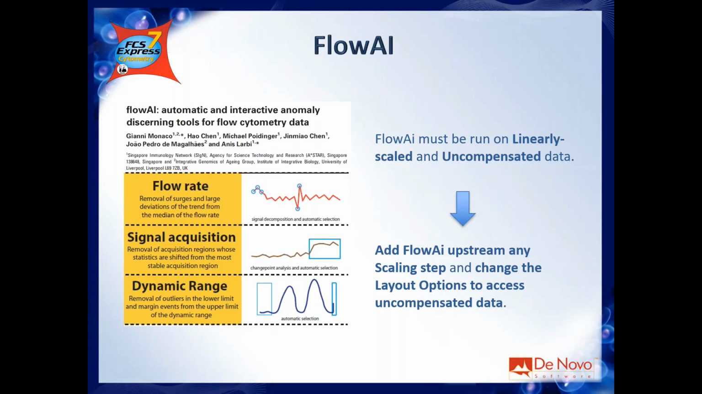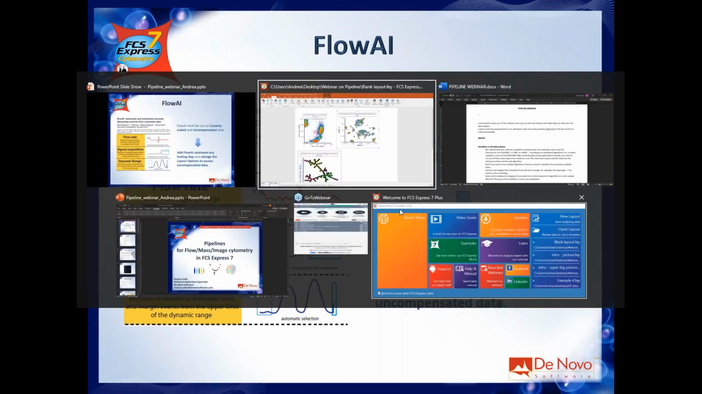So we started in our pipeline with a scaling step. If you want to add Flow AI, first add Flow AI and then scale the parameters. So that's okay. What about the uncompensated data? Historically in FCS Express, when you load data that comes with a compensation matrix, the compensation matrix is applied and you do not even see the uncompensated data, because usually you don't really need it. But Flow AI requires the uncompensated data. So we added a layout option that allows you to access uncompensated data.